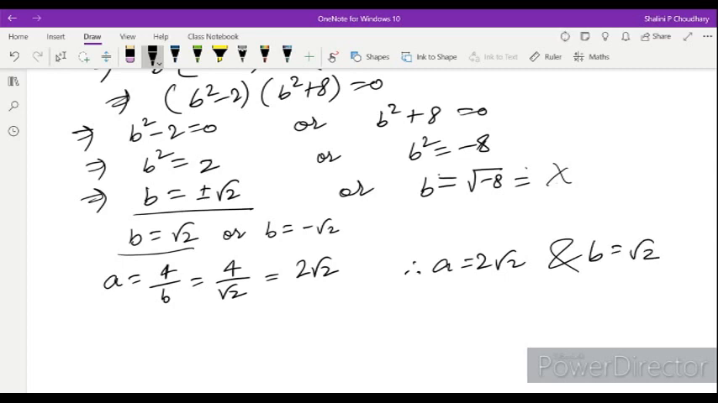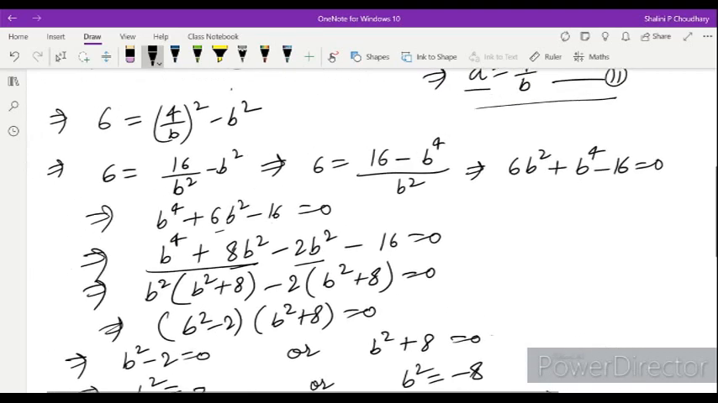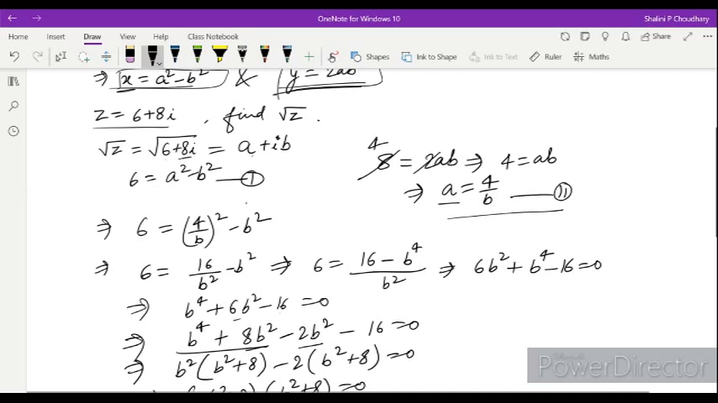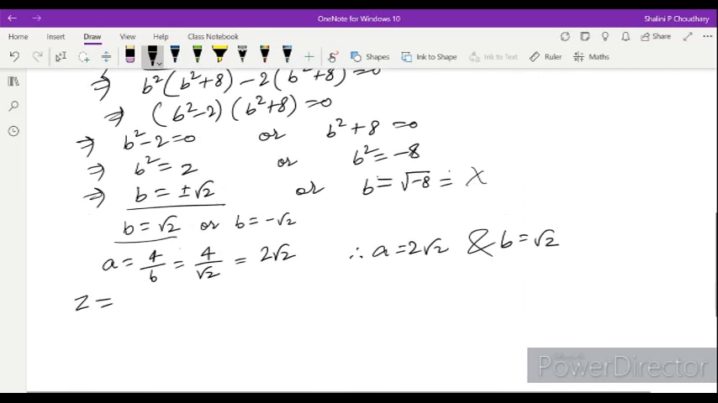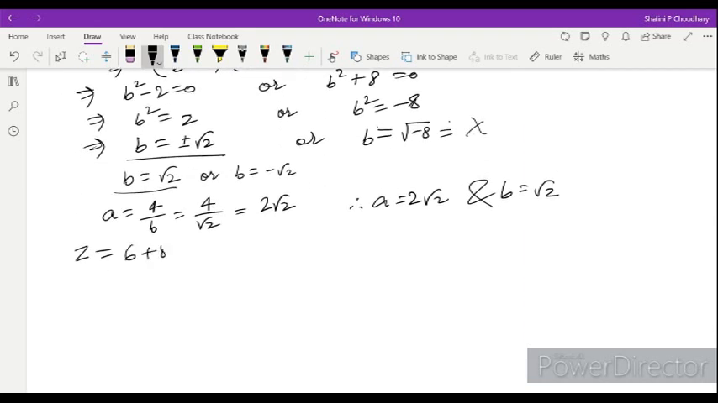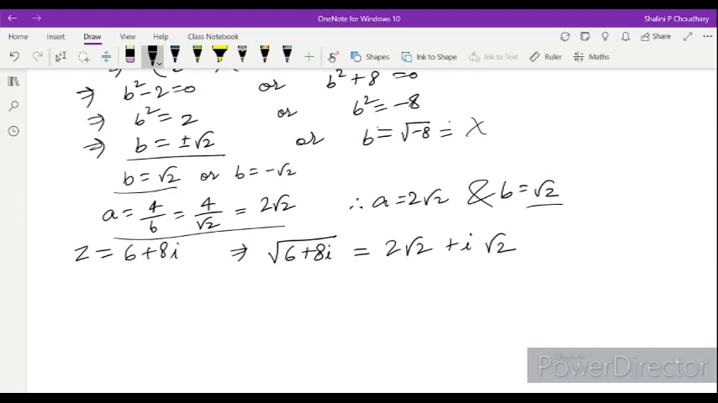So what value are we getting for z? What was the value of z? It was 6 plus 8i, right? So z is equal to 6 plus 8i. So what will be the value of z? Square root of 6 plus 8i will be equal to a plus ib. And what is the value of a? 2 root 2, plus i into b. What is the value of b? Root 2. So this will be the value.